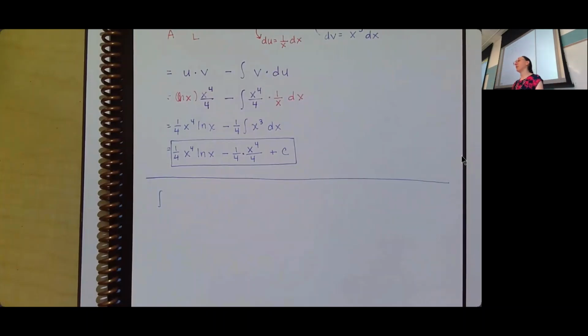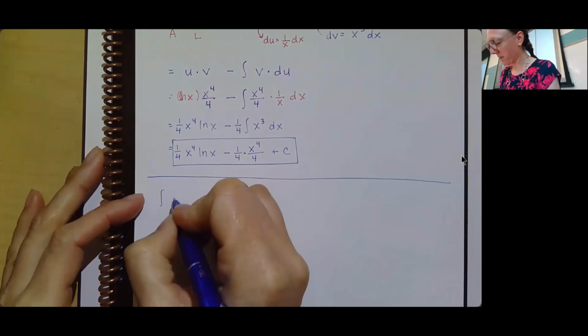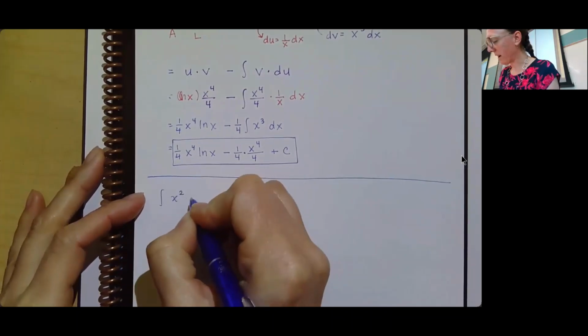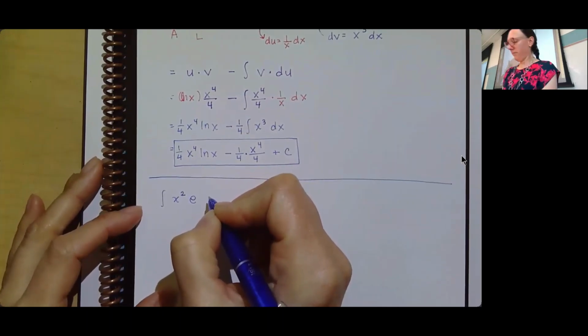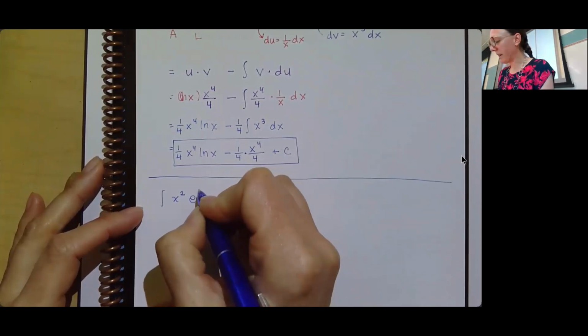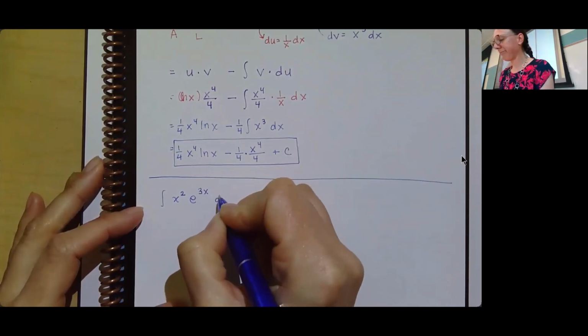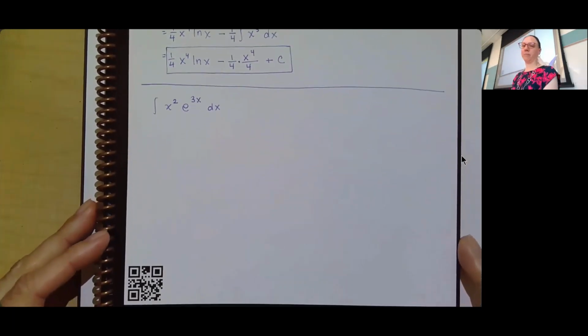Sometimes we get an integration by parts problem that we're actually going to have to integrate more than once, more than twice, several times. So let's do one where at least we're going to integrate a few times. I'm going to do x squared e, and I'm going to make it a little bit gross: x squared e to the 3x. But we can handle it.